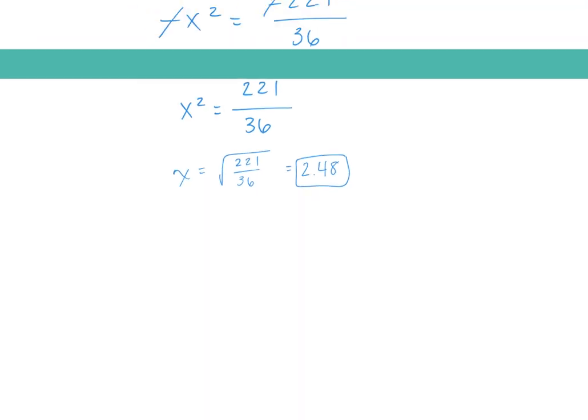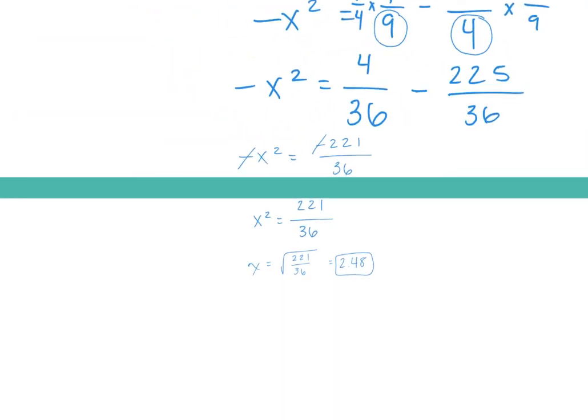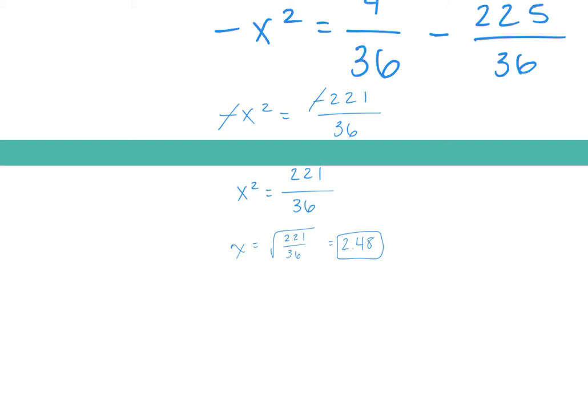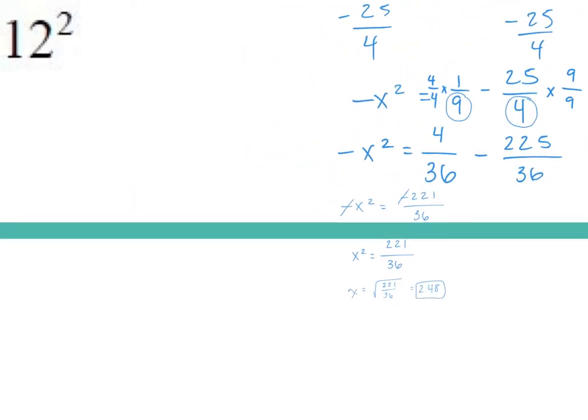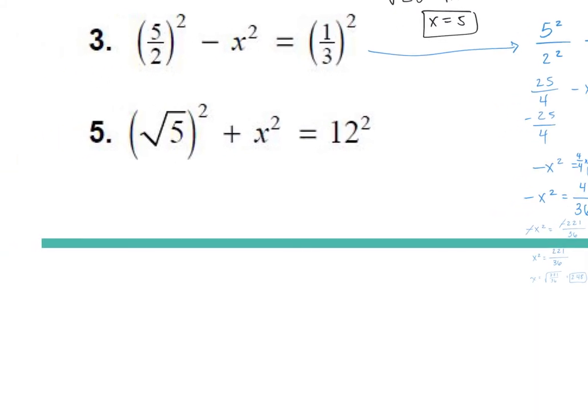Okay, I know some of you guys are confused. The more we deal with these square roots and these squares, the more it'll come back to you, all this old algebra that we're dealing with. Okay, last one, number 5. Some things that you guys need to know about number 5. Whenever you have a square root and you're squaring it, they cancel. So that square root and that squared will cancel. You're just going to be left with 5 plus x squared equals 12 squared.